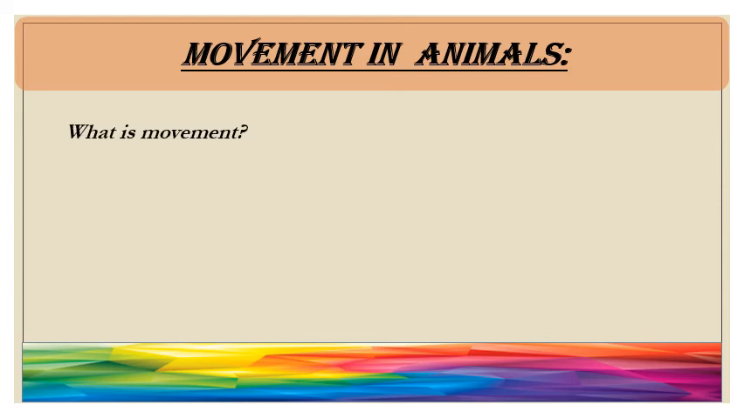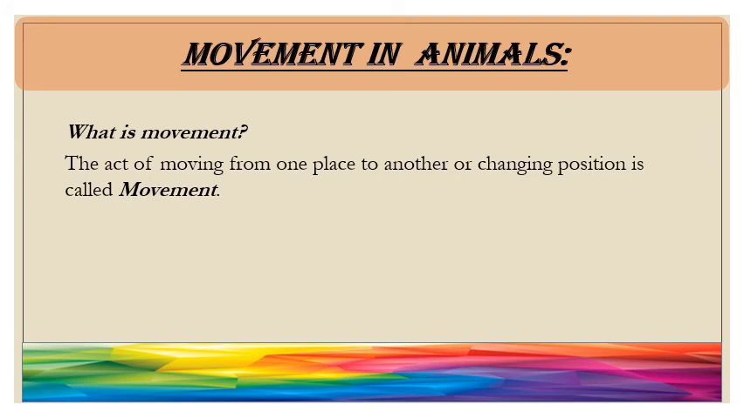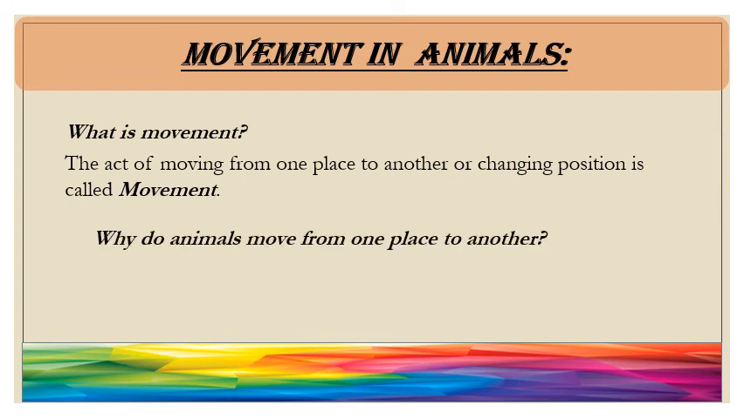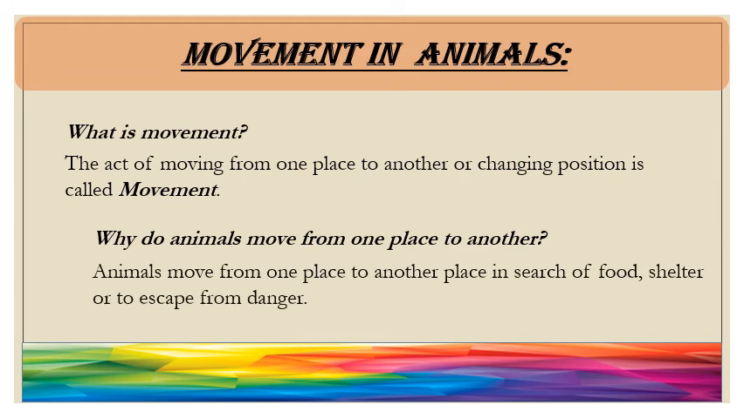So first of all, what is movement? Movement is the act of moving from one place to another or changing the position is called movement. Okay, so here as we are talking about the animals, we should know why do animals move from one place to another? Why don't they stay on the same place? They have to move from one place to another in search of food, in search of water, in search of shelter, or to escape from danger. Okay, so they cannot stay on the same place if they are not having the food, or they are not having the water, or they are not having the shelter. So they have to move.